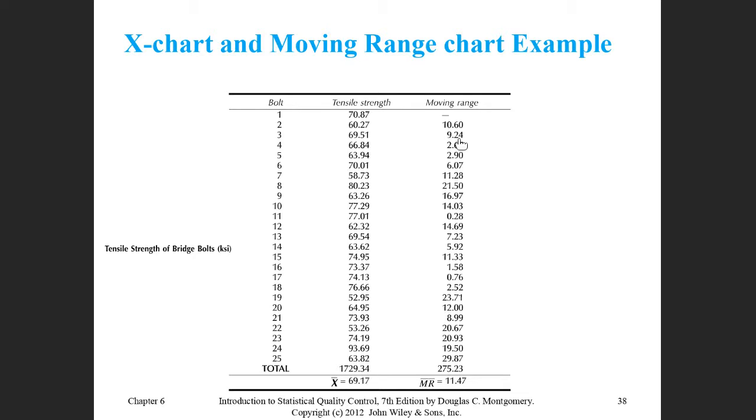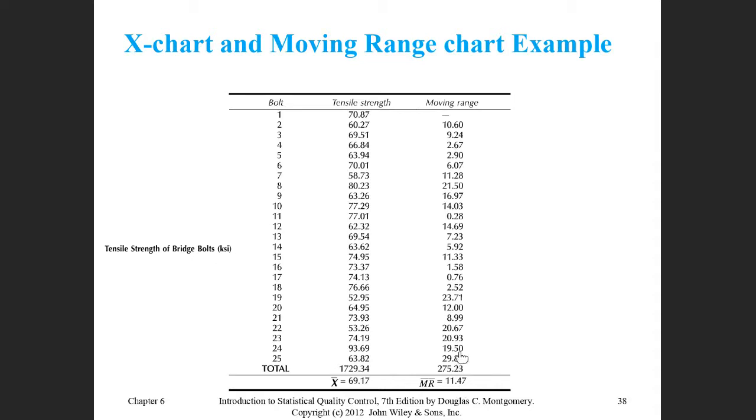The third reading will do the same. The third reading, 69.51, you subtract with 60.27 to get 9.24. For the fourth reading, the moving range is calculated by the subtraction of reading number 4 minus number 3. That means 66.84 minus 69.51 will give you 2.67, and so on. You will continue with this until you achieve the last reading, the 25th reading.